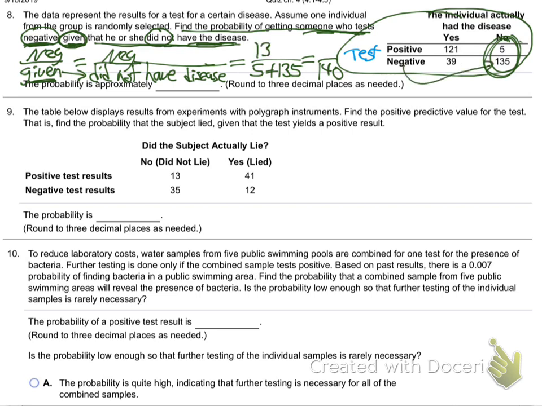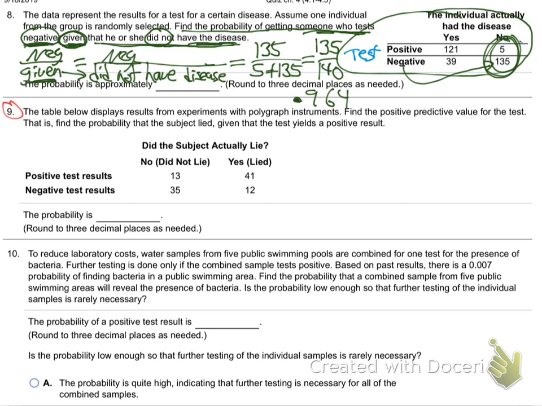135. 135 of those people tested negative. So 135 out of 140. Divide that on your calculator. I'm doing that right now. I'm getting 0.964 rounded to 3 decimal places. 0.964. Okay, the next question, number 9 now, it's virtually the same thing.